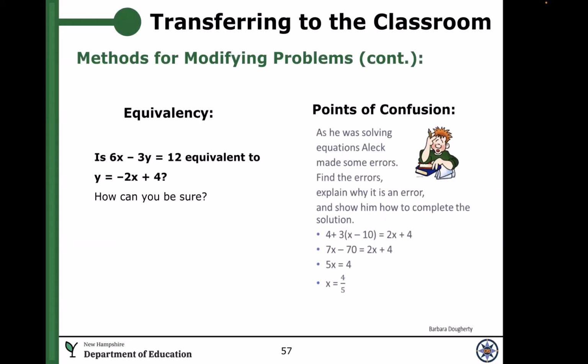Another way to modify problems is looking at equivalency or points of confusion. So are these two things equivalent? How can you be sure, or how are you not? And then points of confusion. You can see the steps here. Can you explain where the error was in this, or if there is an error or not, and explain what they might have been thinking that had them produce the error?